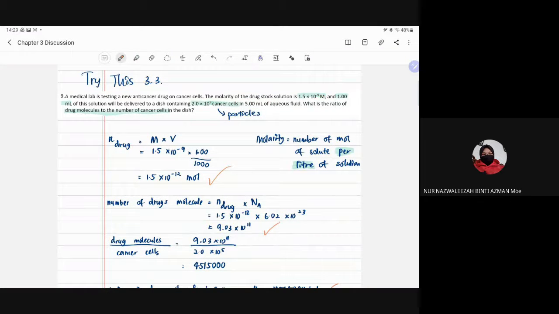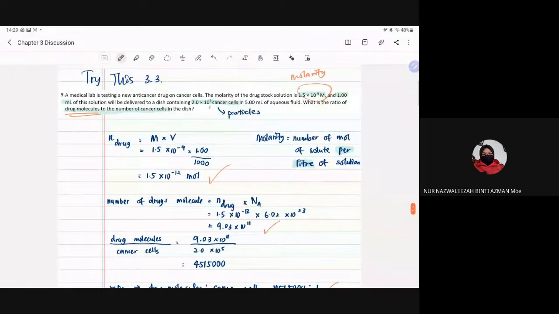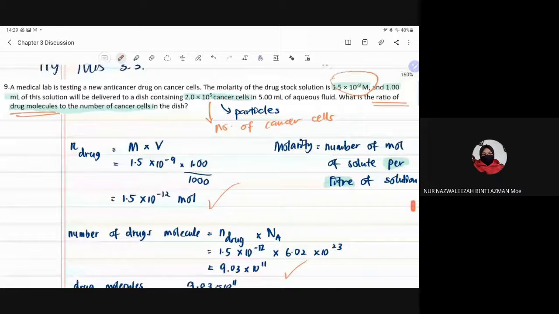Okay? Dia minta nisbah antara drug molecules, yang ini adalah molarity, kepada number of cancer cells. Ini adalah number of cancer cells. Dia minta ratio of drug molecules to the number of cancer cells. Kita dah ada number of cancer cells. So nombor yang ini kita tak perlu kacau lah. Sekarang kita check number of drug molecules supaya kita boleh buat nisbah antara drug molecules dengan cancer cells.